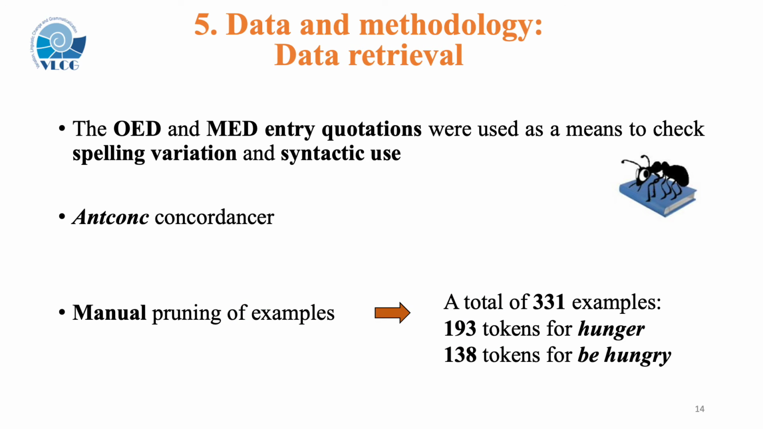On the other hand, the Oxford English Dictionary and Middle English Dictionary entry quotations were used as a means to check spelling variation and syntactic use. The examples were retrieved using AntConc and they were manually pruned. I retrieved a total of 331 examples for analysis, 193 corresponding to hunger and 138 to be hungry.